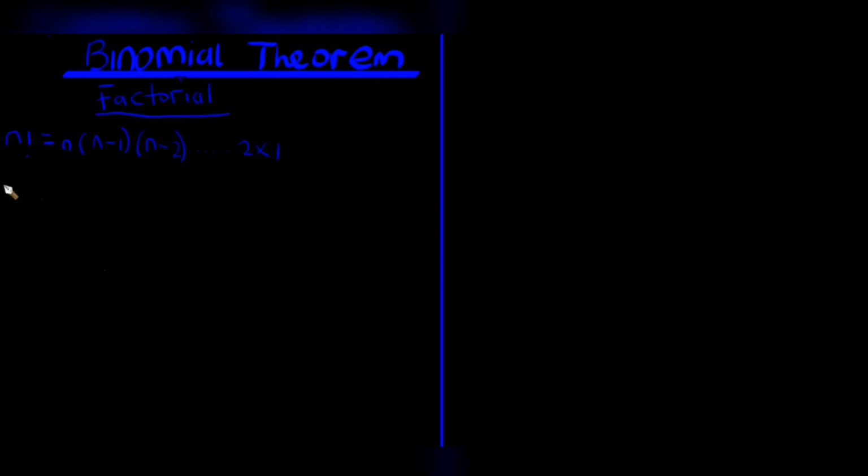So 0 factorial, first and foremost, we start from 0 and we build up, would be 1. 0 factorial is taken as 1 mathematically. 1 factorial would also be 1. 2 factorial, it gets more interesting from here, would be 2 times 1, giving us 2.